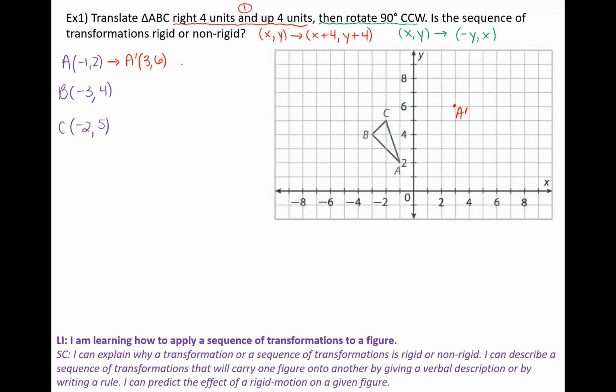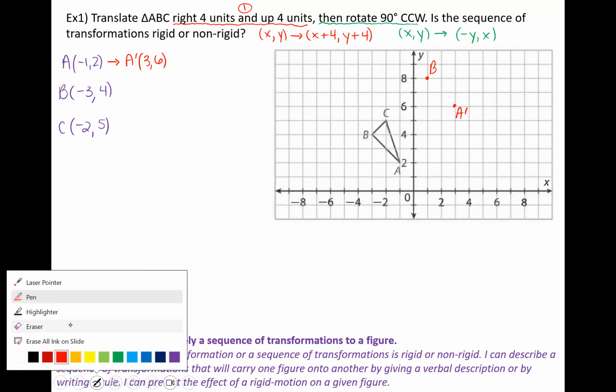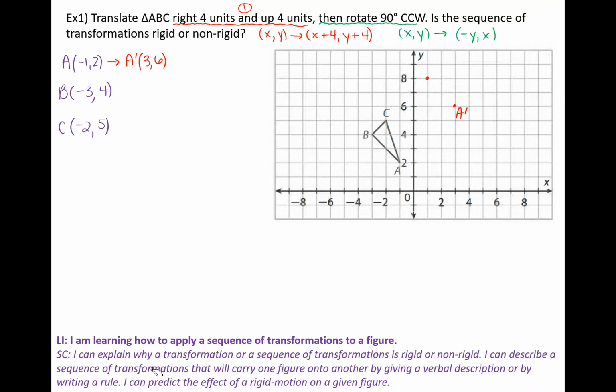So (3, 6). Then I'm going to do it with my B. So right 4, 1, 2, 3, 4, up 1, 2, 3, 4. Looks like I'm at B prime. I'm going to put my B on the other side here. And looks like I'm at (1, 8).